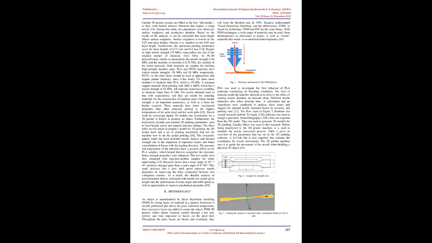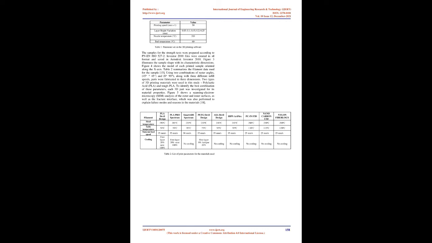Based on the results of the analysis, it can be concluded that layer height affects surface roughness. Surface roughness is lowest on the 0.25 mm layer height, whereas it is smallest on the 0.05 mm layer height. Furthermore, the optimized printing parameters occur for layer heights of 0.15 mm and 0.2 mm 13.